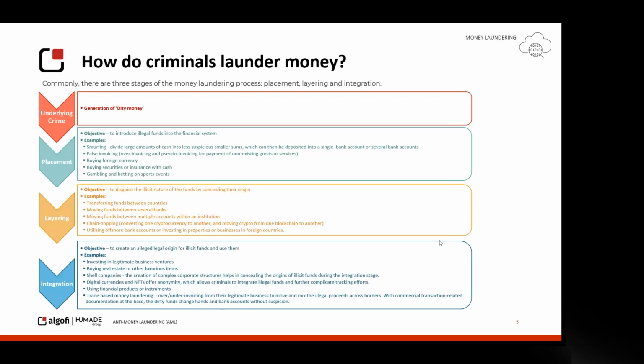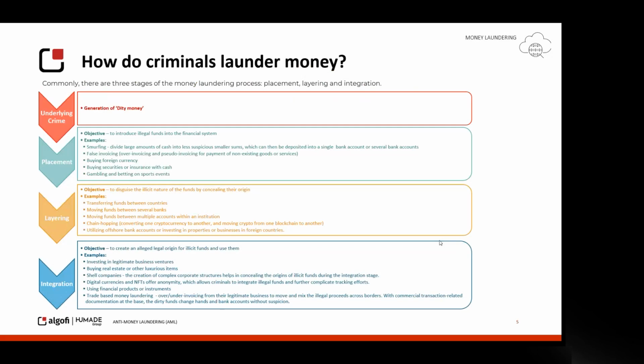So how do criminals launder money? Commonly, there are three stages of the money laundering process: placement, layering, and integration. First of all, we have the crime, which generates the dirty money. And afterwards, we have the placement. The objective is to introduce the illegal funds into the financial system.